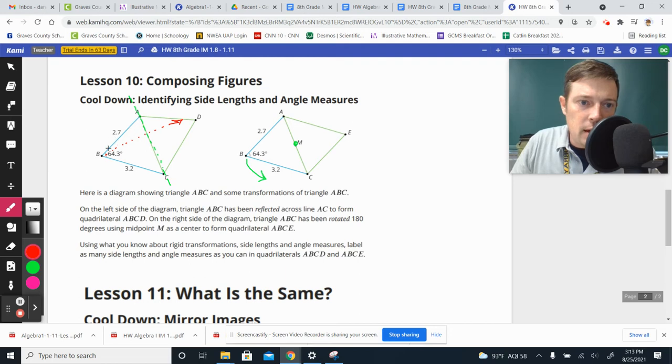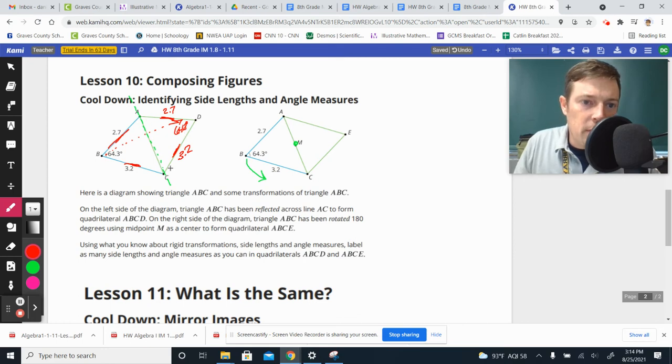So that means that this side corresponds with this side, which makes it 2.7. And this side over here corresponds with this side, which makes it 3.2. And since B went over to D, 64.3 is the degree measure of the angle that's there. And that's really all that we can do with what we're given.